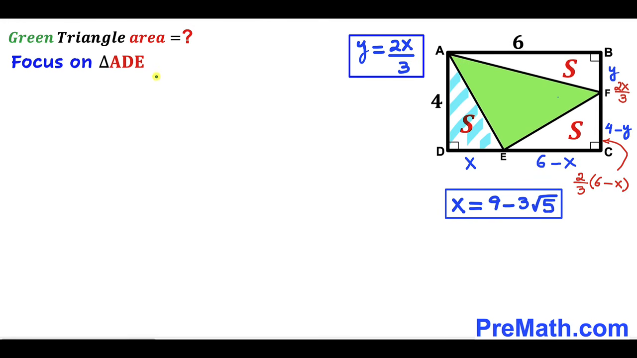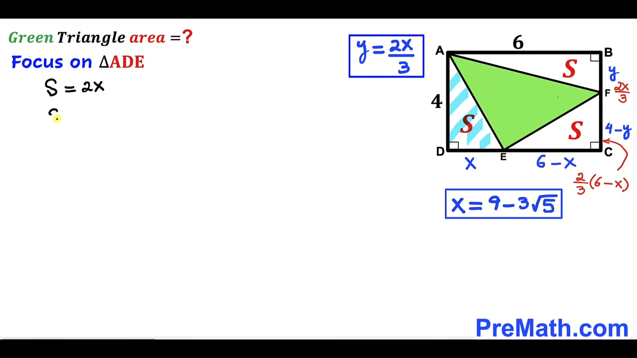And now let's focus once again on this right triangle ADE. And we can see the area of this triangle is 2 times x, and moreover the area of this triangle is also being represented by uppercase S. So therefore the area of this triangle, uppercase S, is going to be equal to 2 times x, and our x value we already figured out is 9 minus 3 times square root of 5. We are going to substitute that value over here.